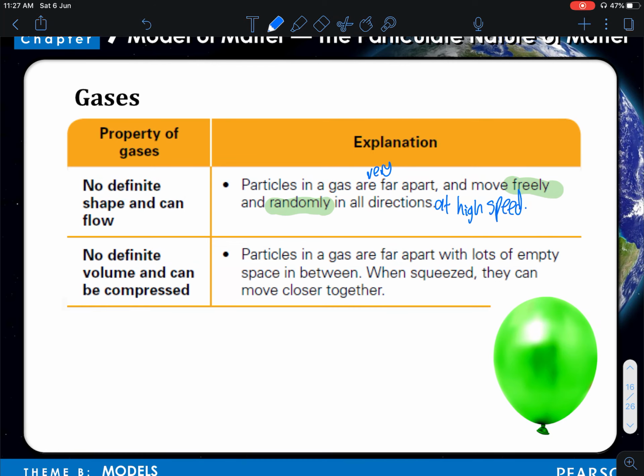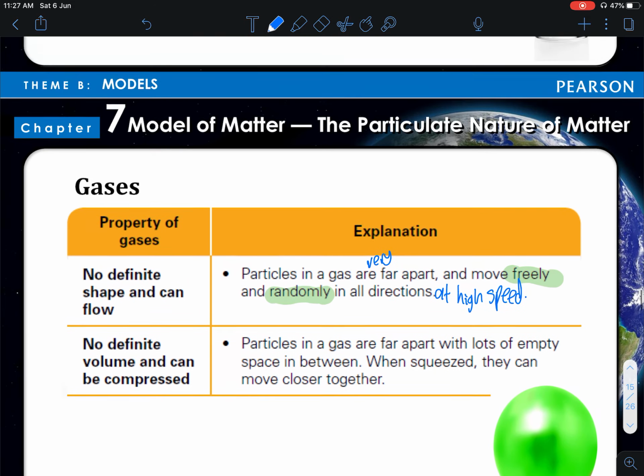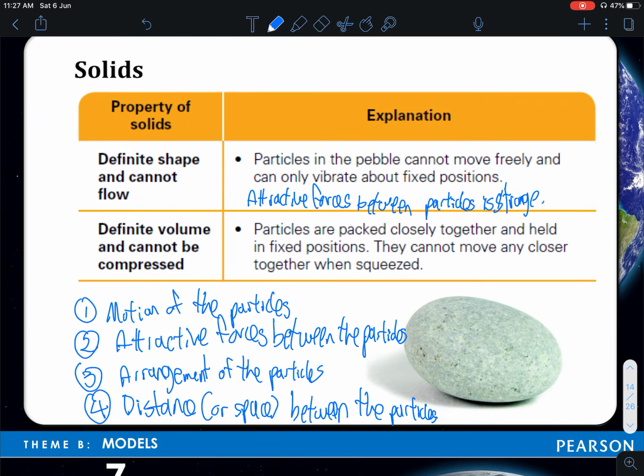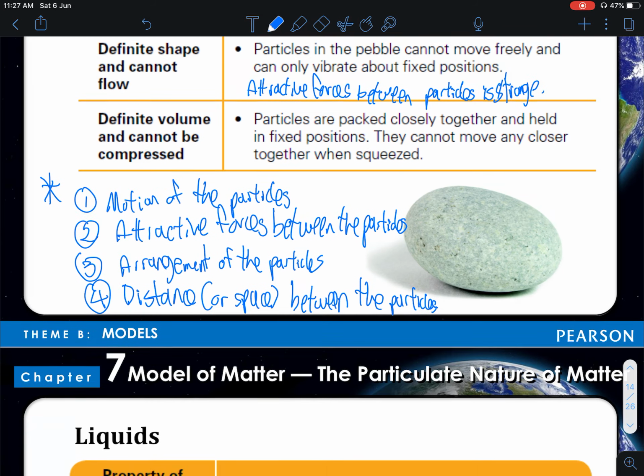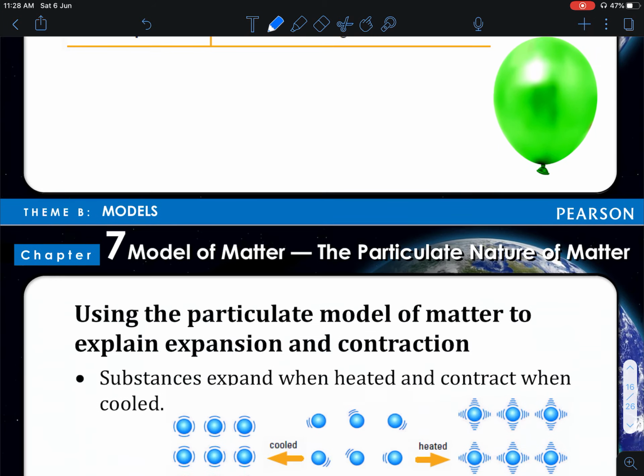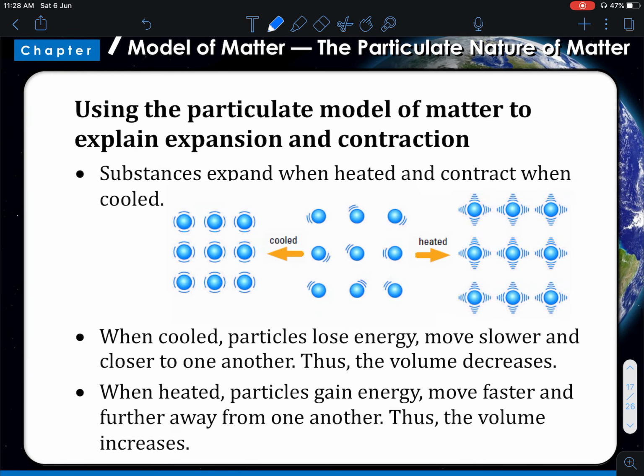If I were you, I would try to remember the explanation for these three slides. And to guide your answer, you can use these four main points. These four main points help to frame your answer to get the maximum amount of marks. Of course, you need to use the correct keywords.